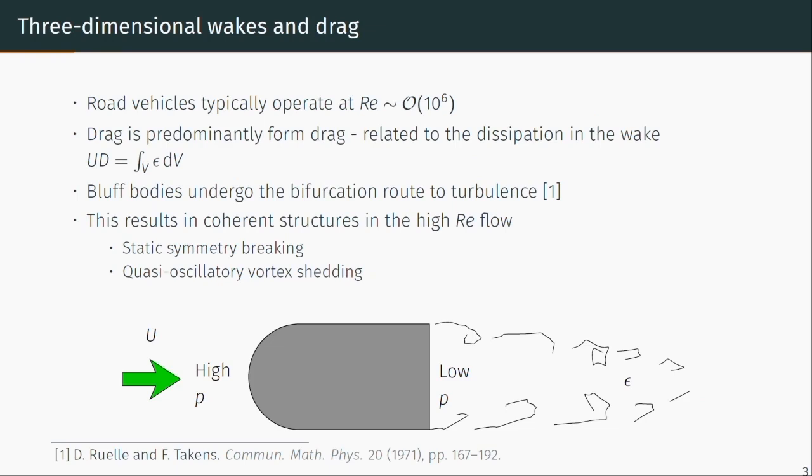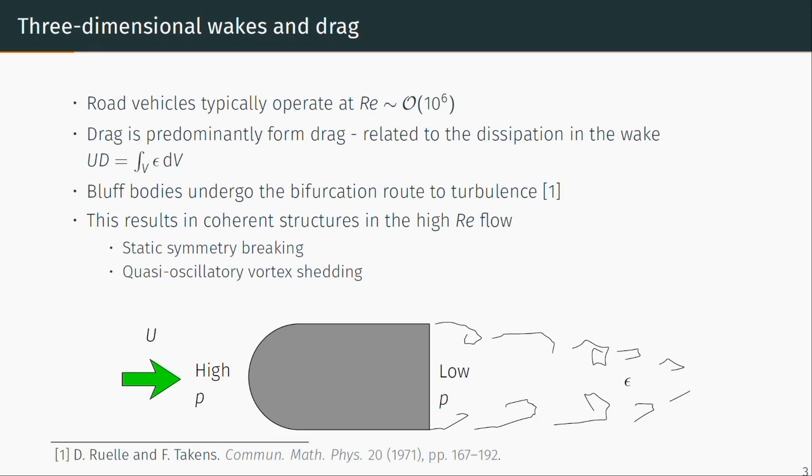So these three-dimensional bluff body wakes, of which those behind road vehicles are an example, we're talking about wakes that are highly turbulent, Reynolds numbers of order 10 to the 6. And the drag on the body in these cases is predominantly form drag. So it arises due to the high pressure at the front and the low pressure at the back due to this large separated wake region.